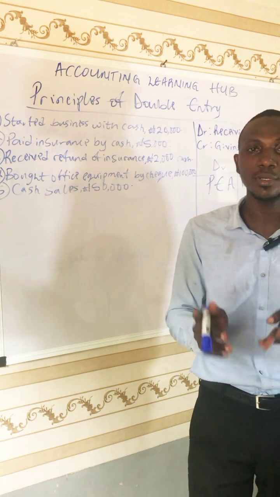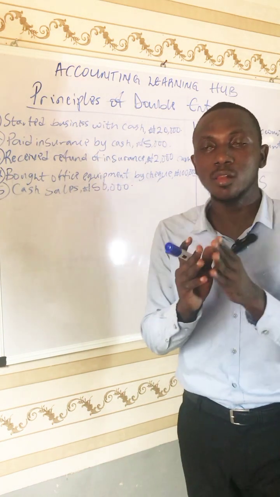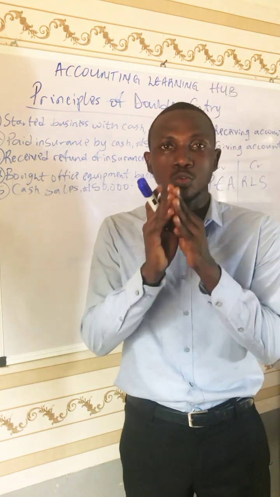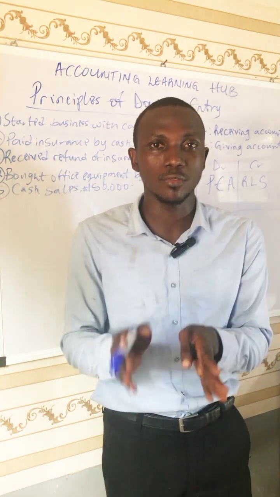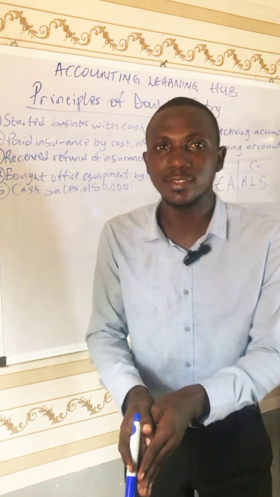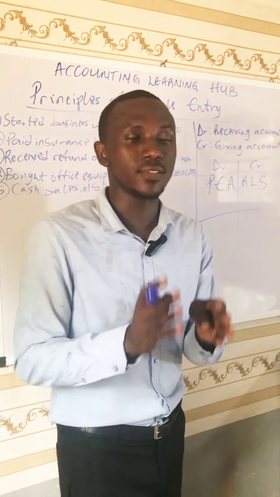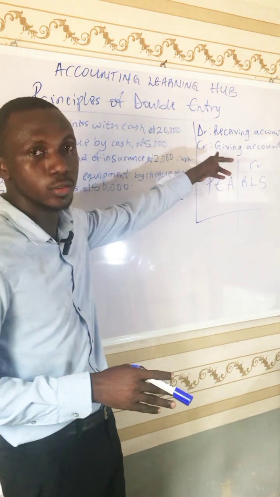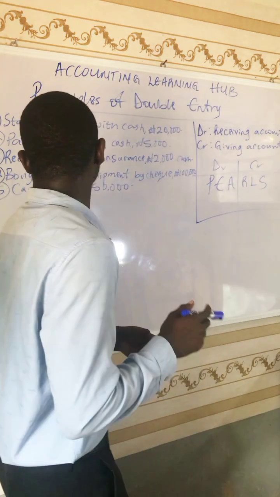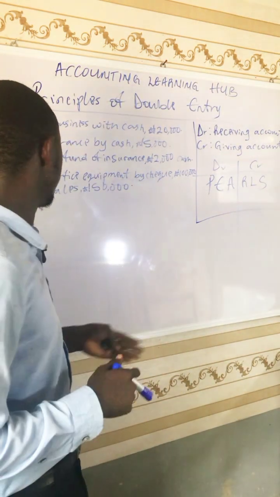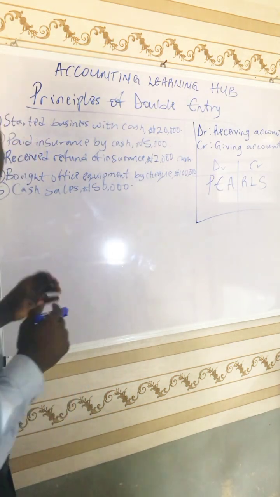Then the next step is to identify the accounts that are involved. I told you that all transactions have at least two accounts involved in them. And the last step, identify the giving account and the receiving account. Once you have been able to identify the giving and receiving account, then you can apply this rule: debit the receiving account and credit the giving account. We'll be solving these 5 questions today. So let's start with the first one.